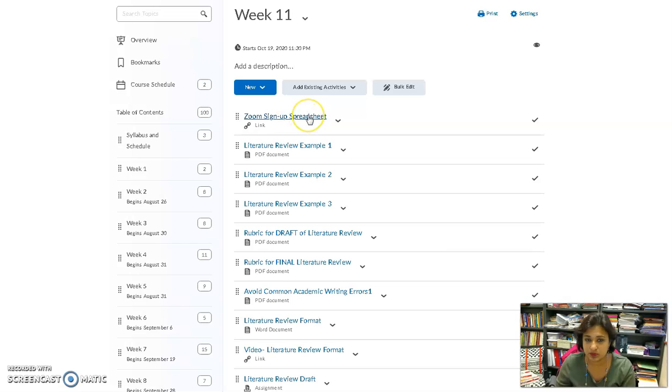So here is the Zoom sign up sheet, which is the same as last week, for an opportunity for you guys to meet with me. This one meeting once is mandatory. As you know, you have it in your syllabus too.